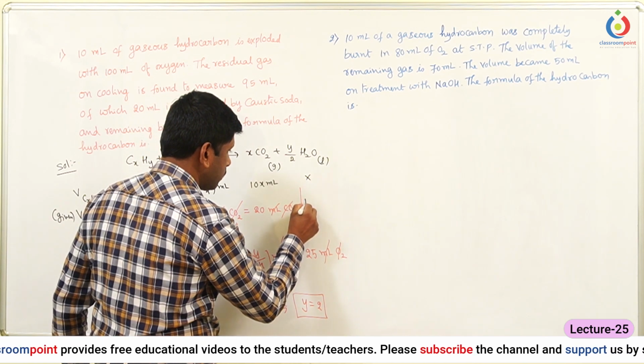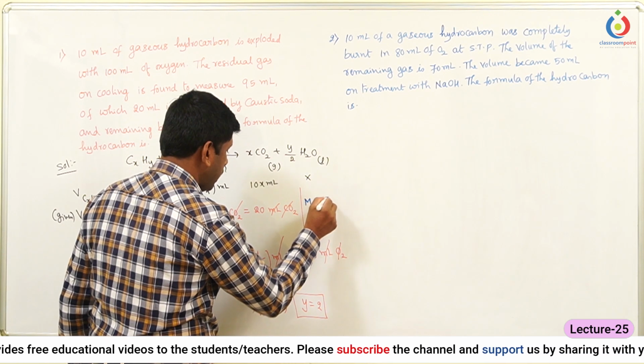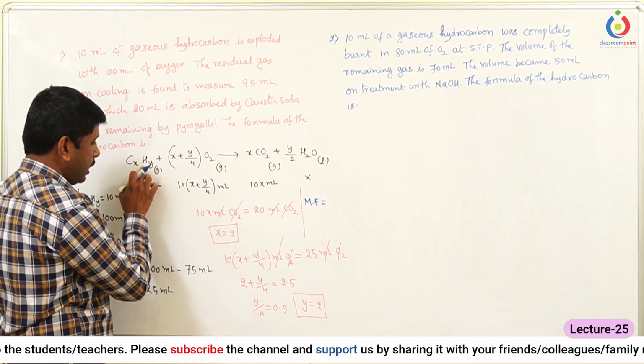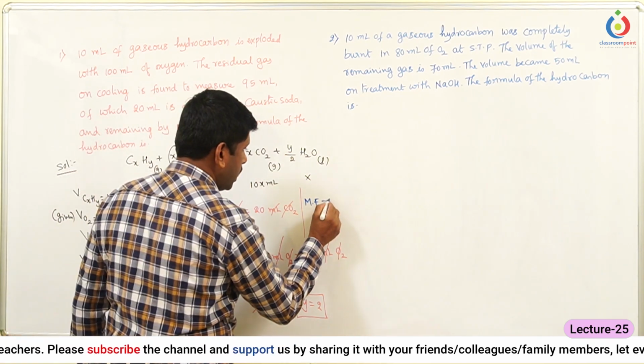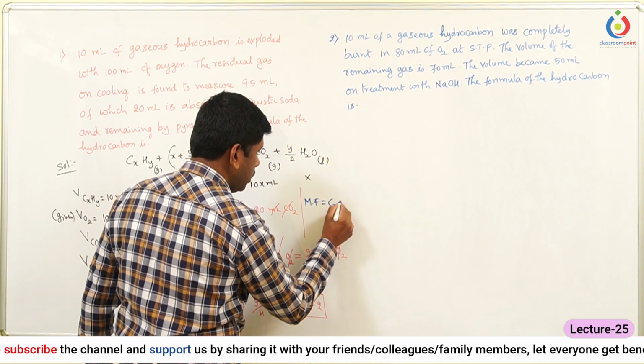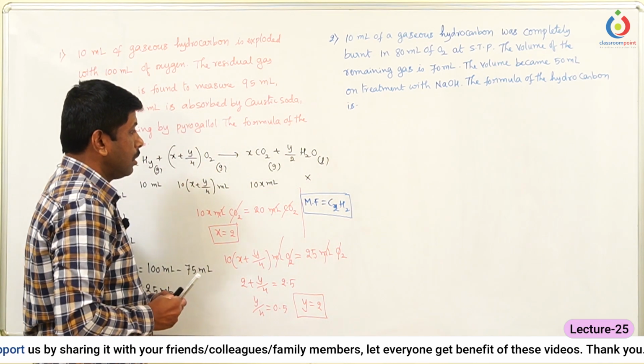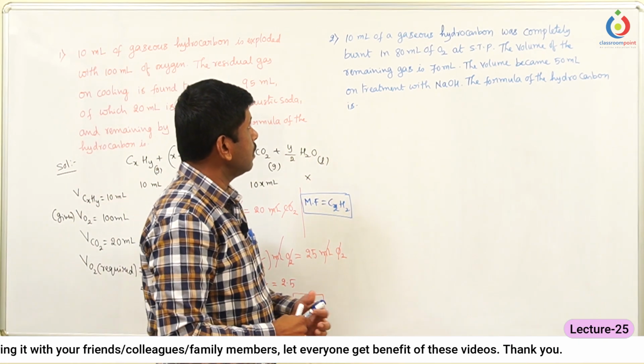So the molecular formula of the hydrocarbon, with 2 carbons, CX means C2, and y equals 2, is C2H2. Now let us see another question.